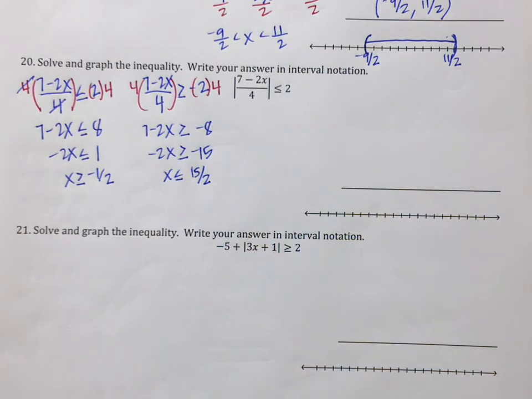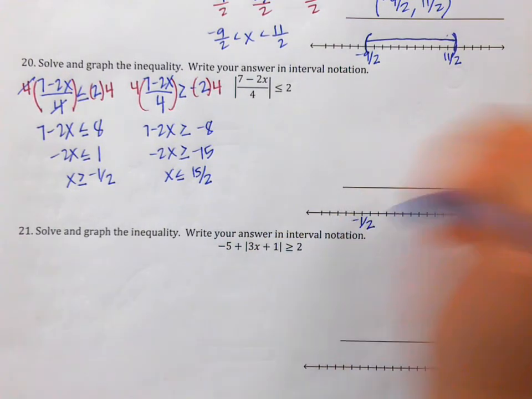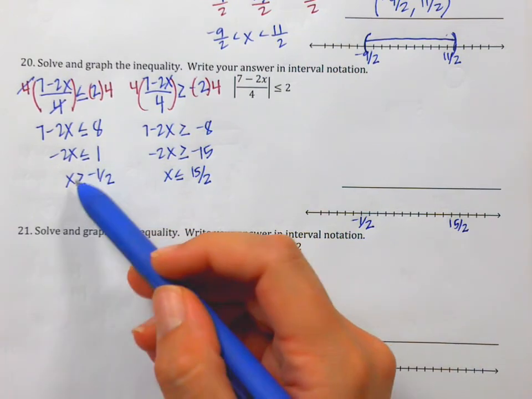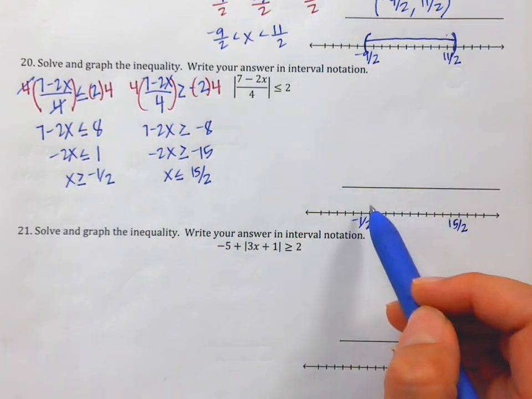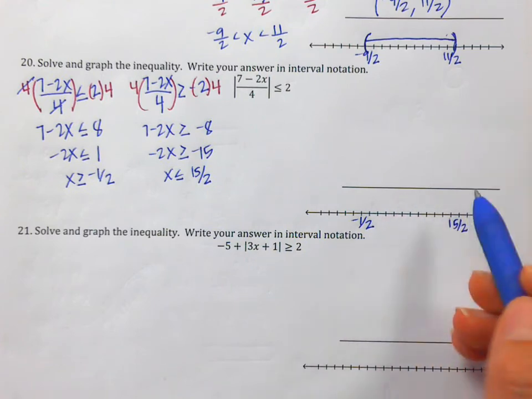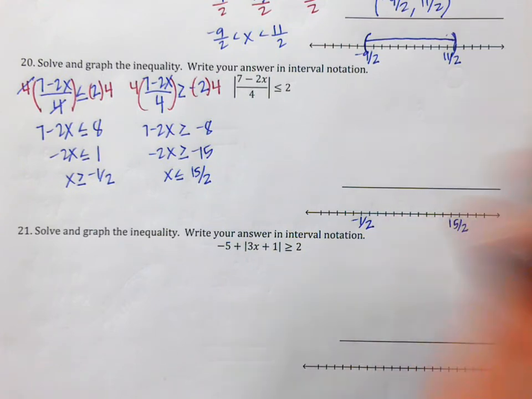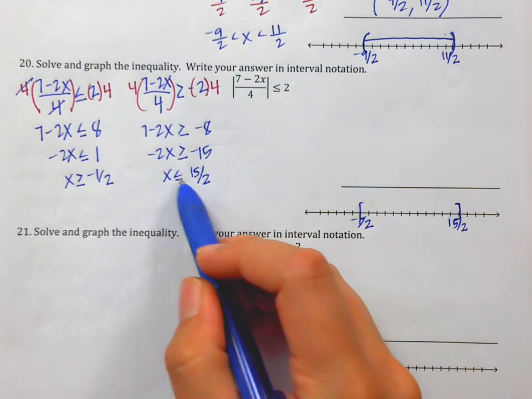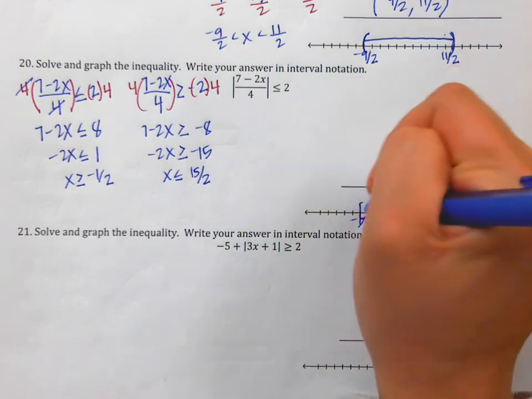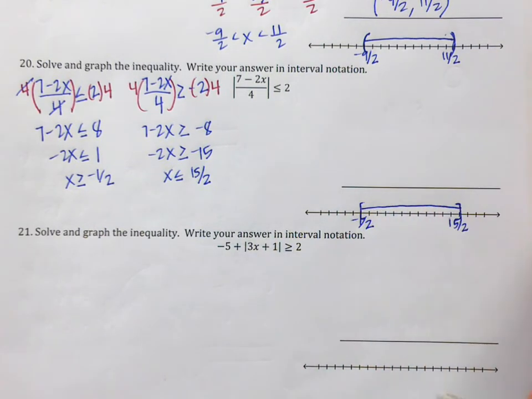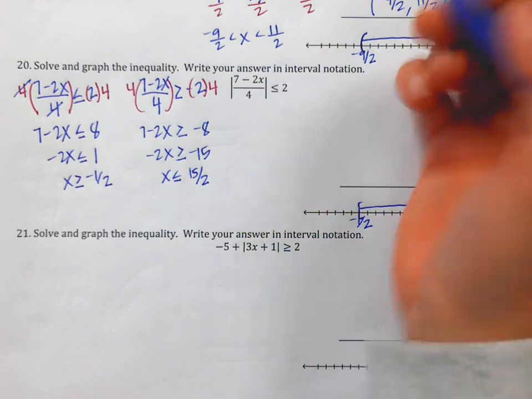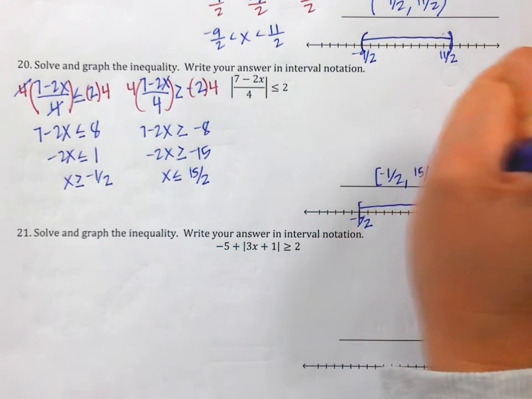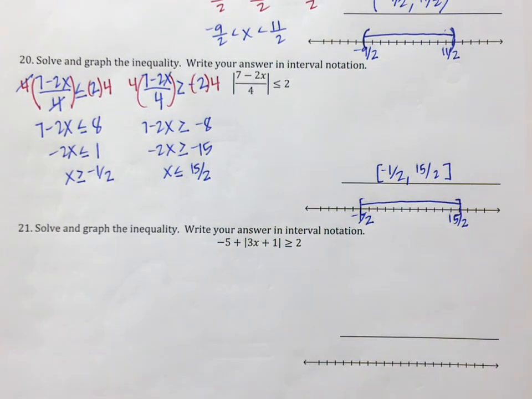So negative 1/2, let's put that here. And then 15/2, let's put that here. So it's greater than negative 1/2, so it's going in the positive direction, and less than 15/2, so it's going in the negative direction. So it's similar to 19. It's coming together, except we're using our brackets because of the or equal to. So they're coming together, and it makes it easy for us to write it. Negative 1/2 to 15/2. And that's your answer.